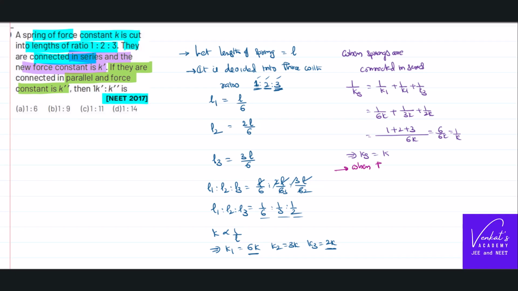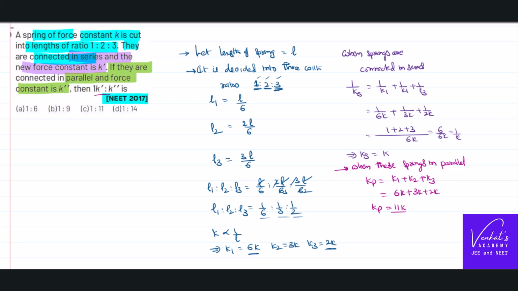When these springs are connected in parallel, I know in parallel the force is distributed and the elongation is same. K parallel, we have derived these derivations in the oscillations playlist. Please go through them to get that. How do we get this derivation? K1 plus K2 plus K3. K1 is 6K, K2 is 3K, K3 is 2K. That is 11K. That is K parallel.